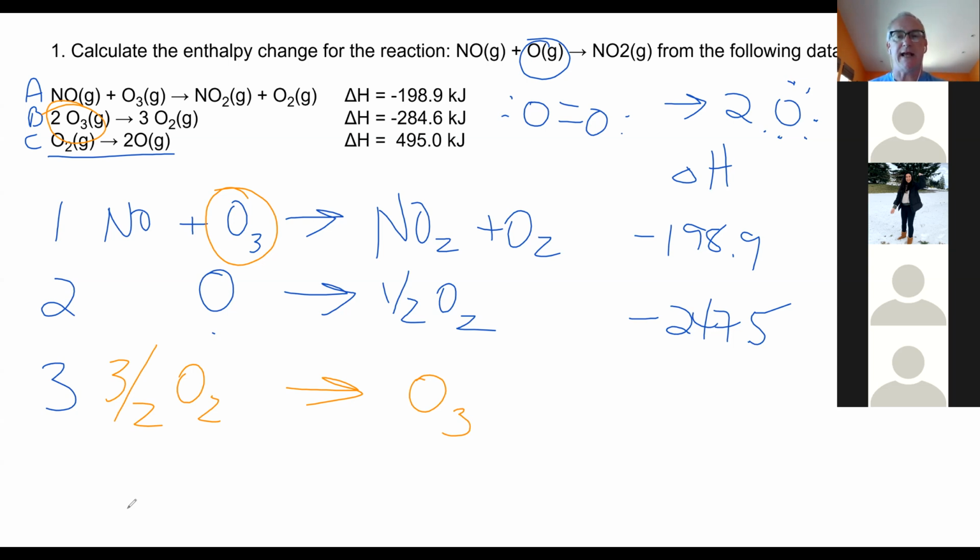So what is going to be our delta H for that? So we've taken B, we've reversed it, so we flipped the sign from negative, and we've also multiplied it by 1/2. So what's going to be our 142.3 positive. Positive? Okay, yes, positive.